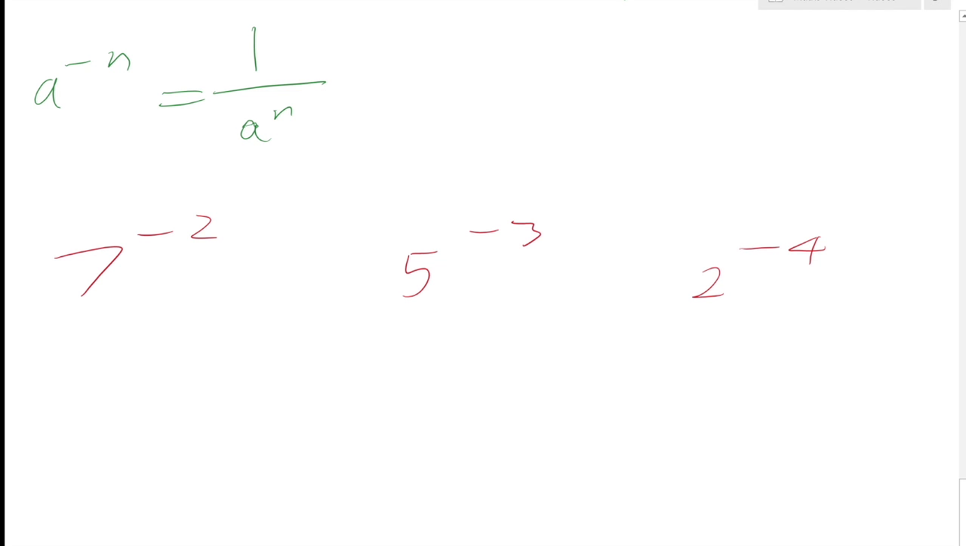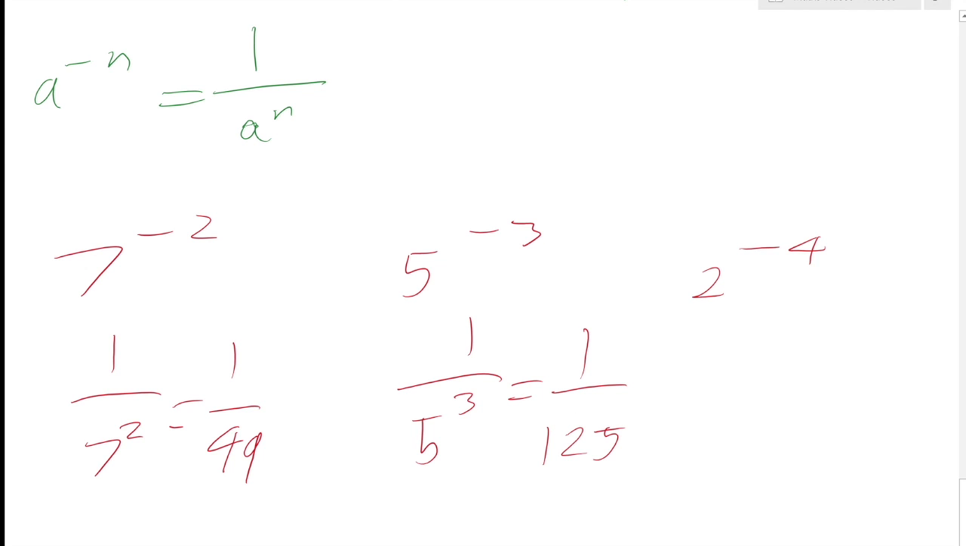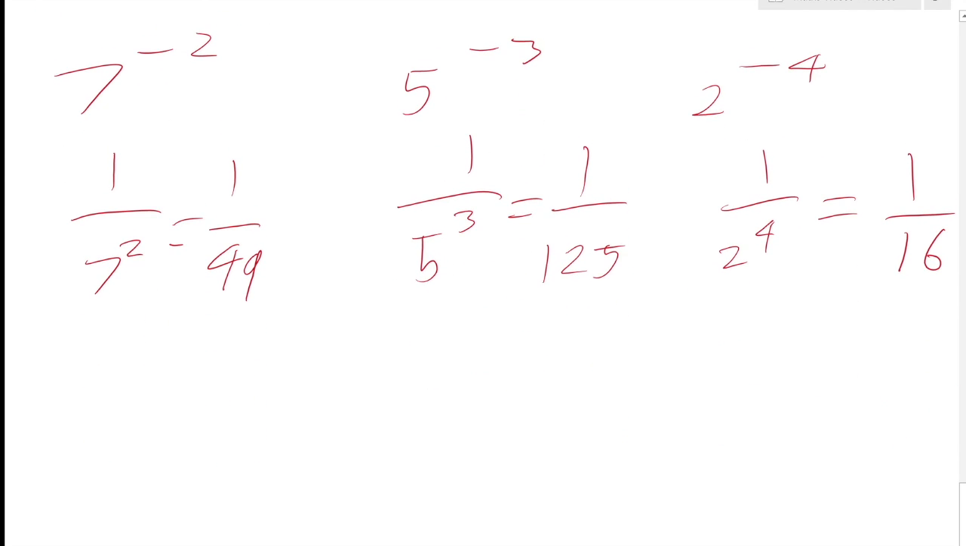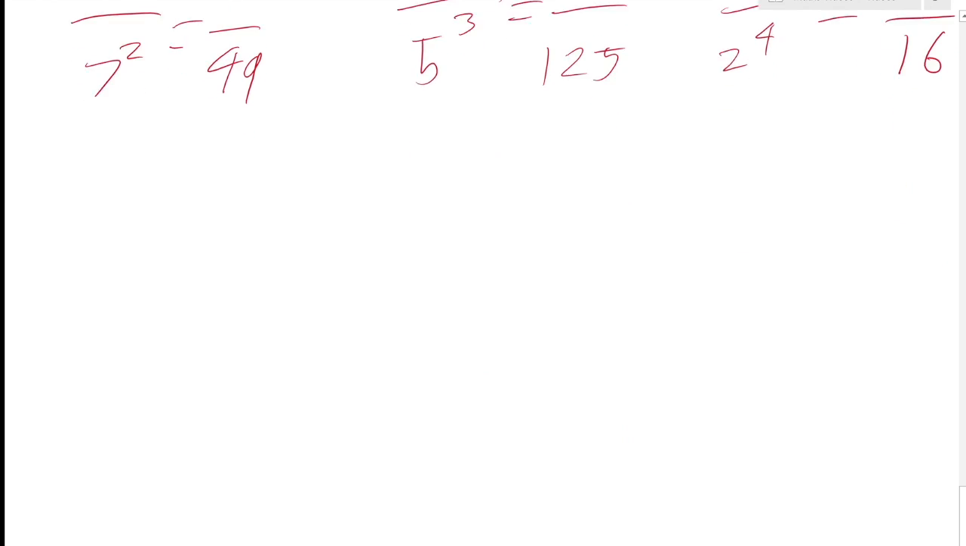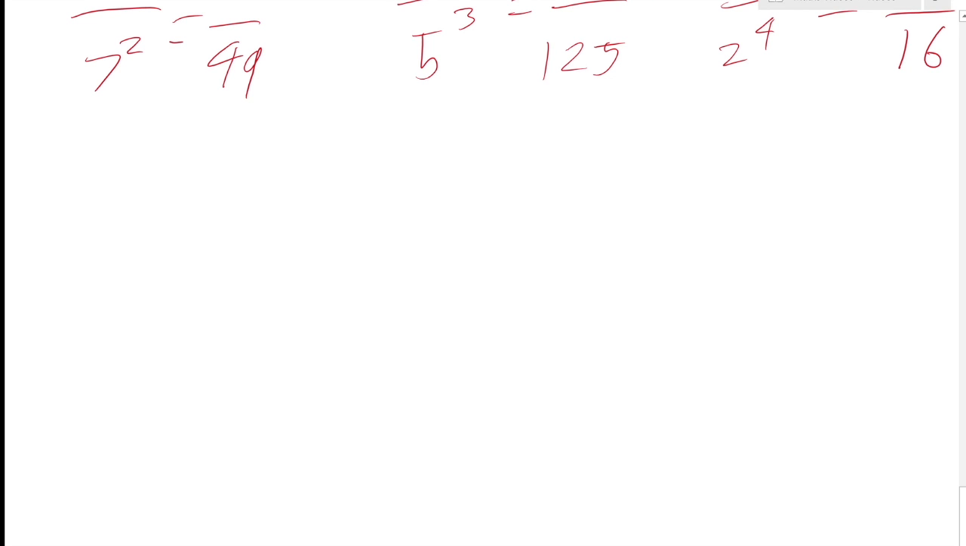Once you've done that, you should find that the answers are 7 to the minus 2 is 1 over 7 squared, which is 1 over 49. 5 to the minus 3 is 1 over 5 cubed, which is 1 over 125. And 2 to the minus 4 is 1 over 2 to the 4. And as we saw earlier, 2 to the 4 is 16, so it's 1 over 16. Okay, now we go on to fractional powers. Let's take the number 4 and say we wanted to work out what 4 to the half was.